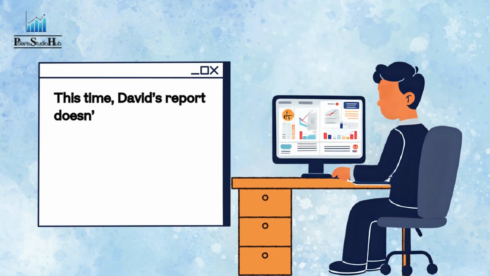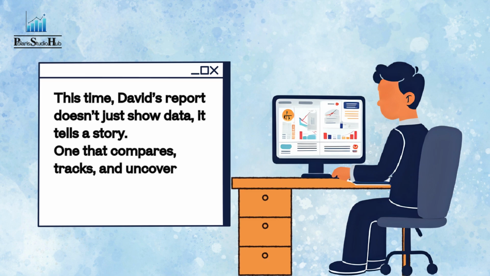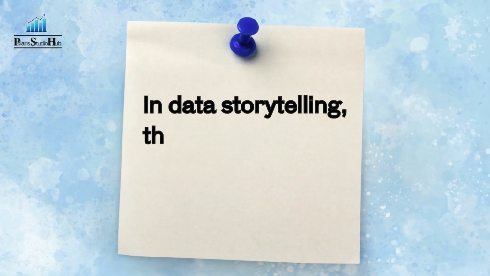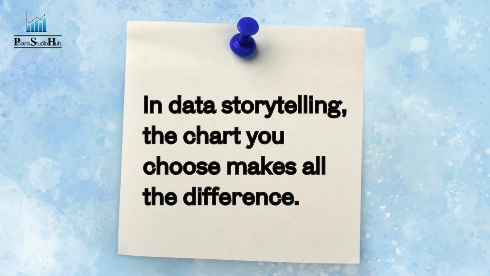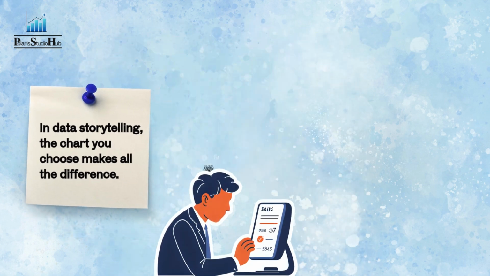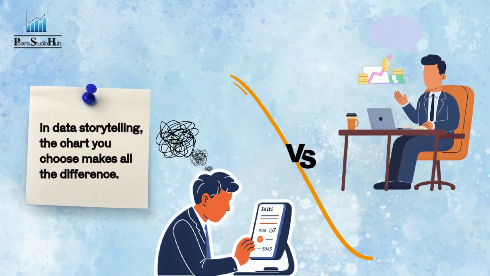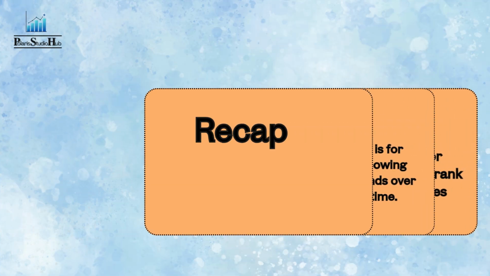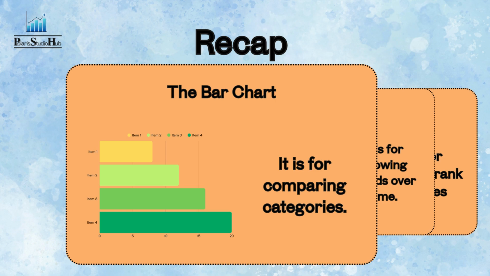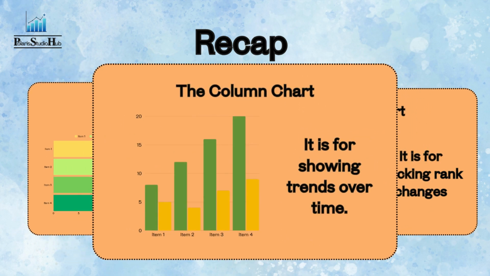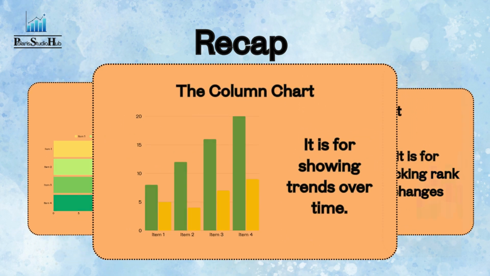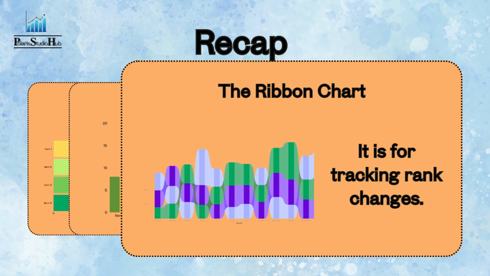This time, David's report doesn't just show data, it tells a story, one that compares, tracks, and uncovers insights from the entire year. Because in data storytelling, the chart you choose makes all the difference. The wrong visual? Confusion. The right one? Clarity. Let's recap. Bar chart for comparing categories. Column chart for showing trends over time. Ribbon chart for tracking rank changes.